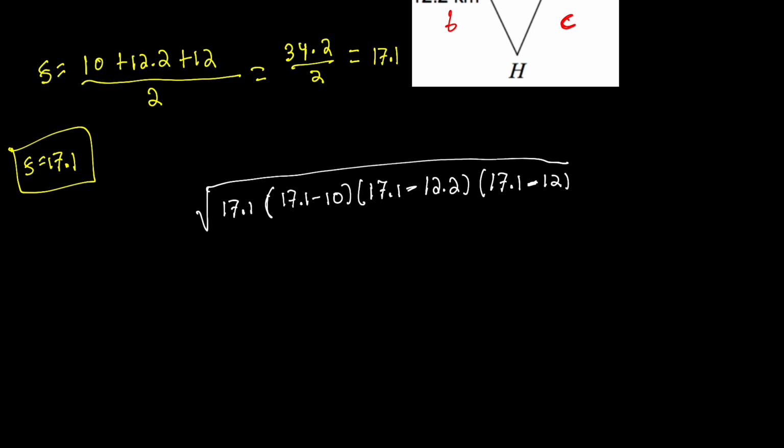So I'm going to begin by simplifying these quantities here. So now I'm going to get 17.1 multiplied with 7.1, since 17.1 minus 10, that's going to give me 7.1. 17.1 minus 12.2, that's going to give me 4.9. And finally, 17.1 minus 12, that's going to give me 5.1.